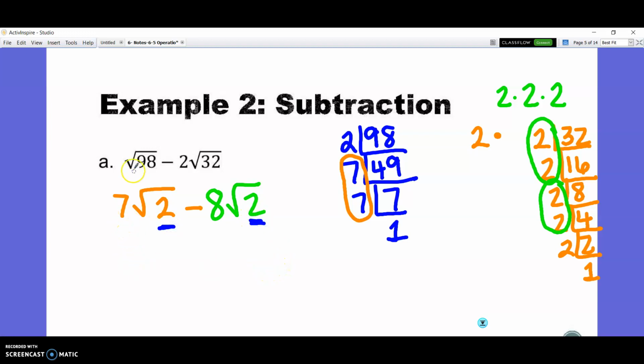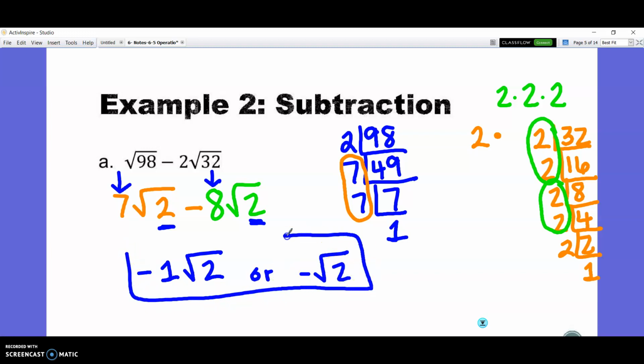What you do in this case is you just look at the outside numbers. 7 minus 8 is -1, and keep the radicand the same. So -1 square root of 2, or simply just negative square root of 2. So once you get those to be the same, all you do is add or subtract the outside numbers. Okay?